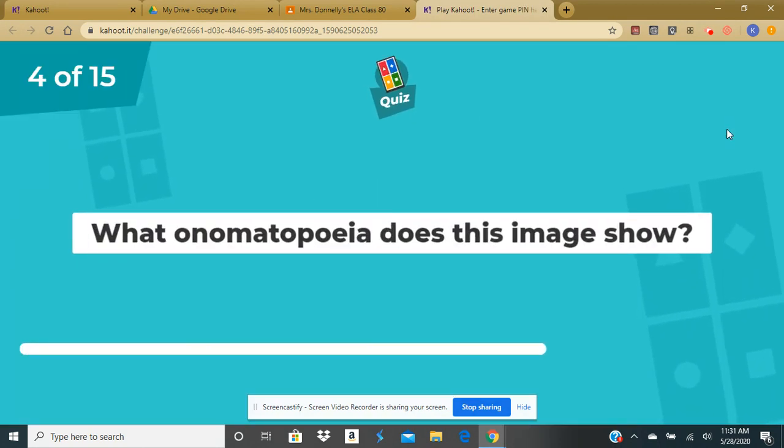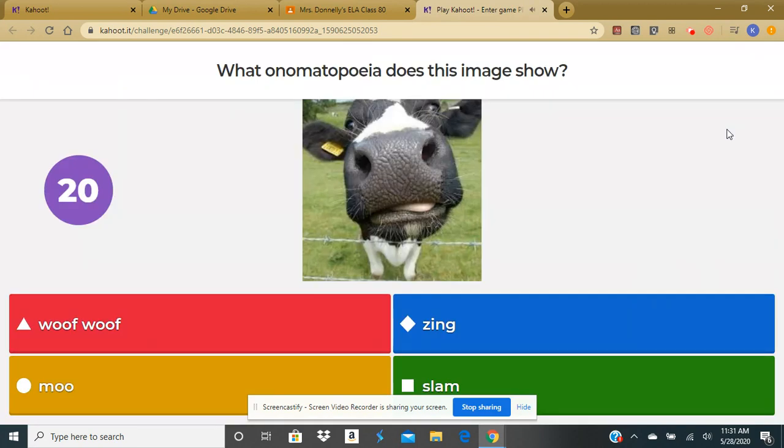What onomatopoeia does this image show? So again, an onomatopoeia is a sound word. I see a picture of a cow. I'm looking at my choices. It must be moo.